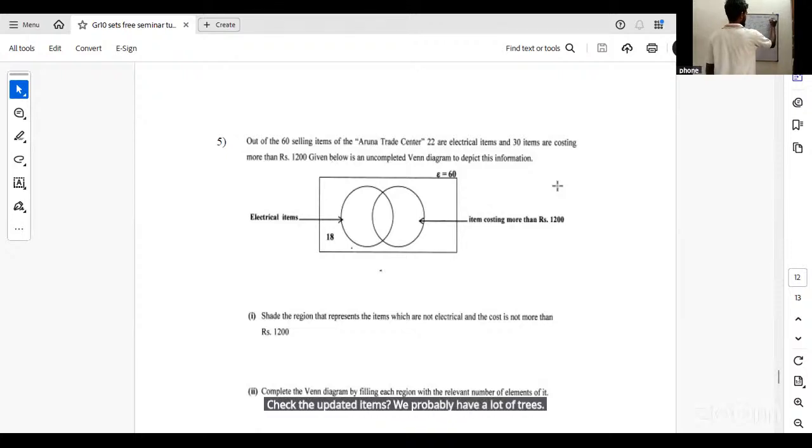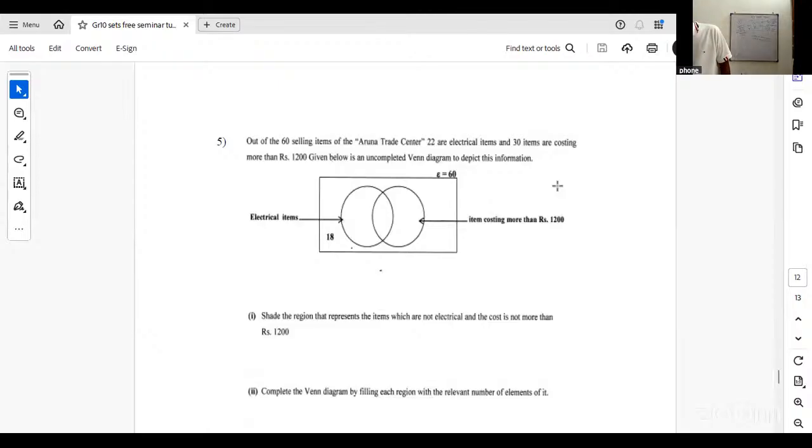This is the non-electrical items which are less than 1,200. Wait. 60, 22 are electrical items. Those items costing more than 20. So, if it makes the first minus first part.